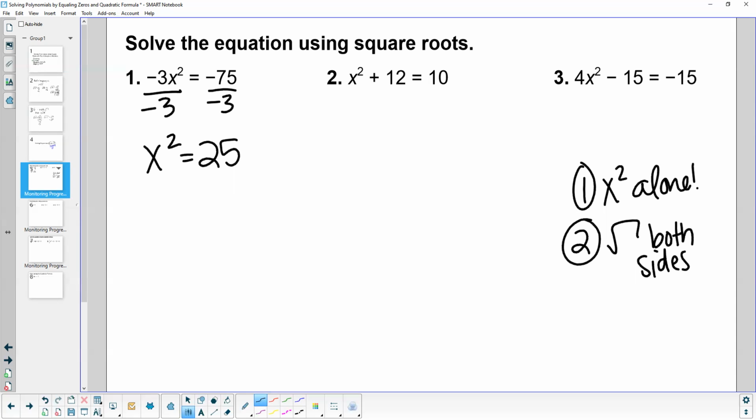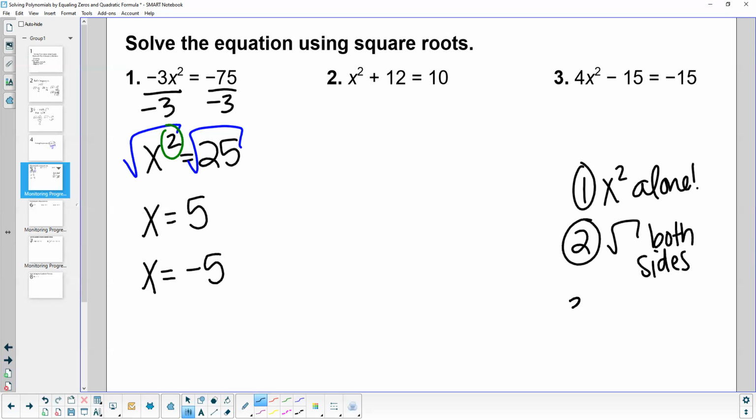Okay, so we literally are just going to come in here and draw square root on both sides. What this does is, because of this 2 right here, that 2 tells us there are going to be 2 different solutions. So what you need to do is figure out what both of those are. So what number times itself is 25? That's what a square root means. So x is 5, but x is also going to be -5, right?